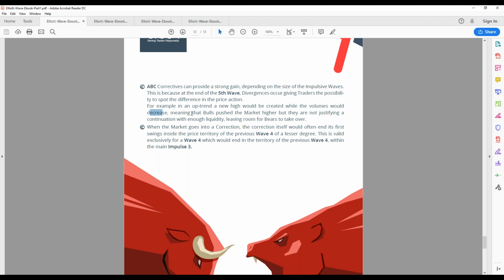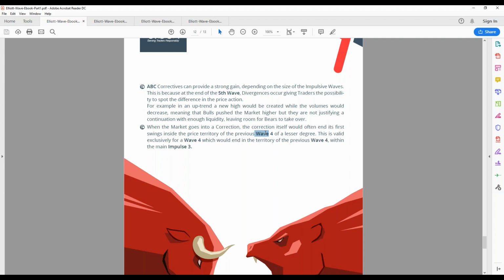They're not justifying a continuation, right? And this leaves the bears with room to take over and basically drag the market on the downside. And thus the ABC corrective trends actually start.